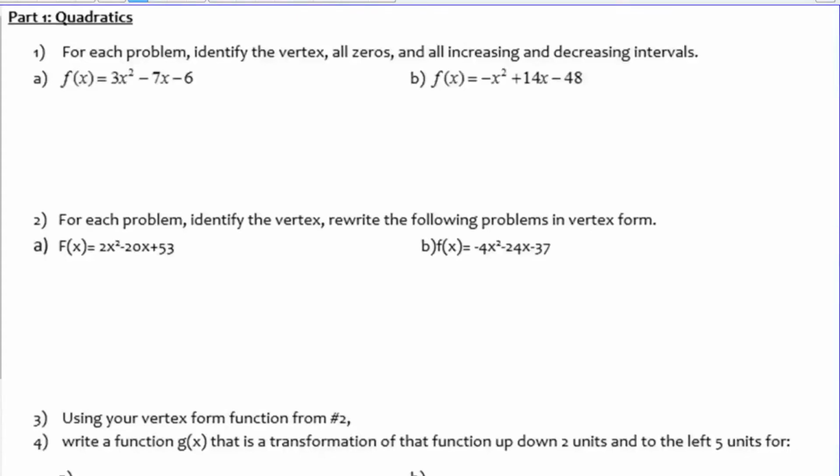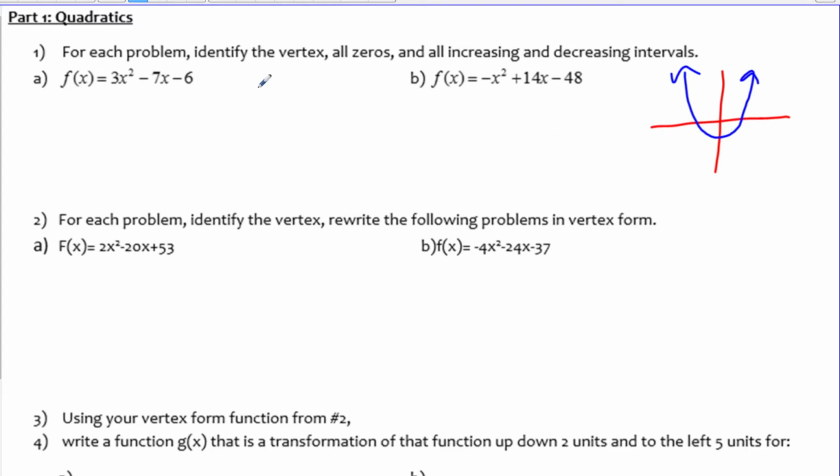All right, problem number 1. It says for each problem, identify the vertex, all zeros, and all increasing and decreasing intervals. So before we actually get into problem A, let's remember what each of these things means. If I'm graphing any of these functions with squared as the highest exponent, it would be just a parabola, something maybe like that. It could be upside down, it might be skinnier or wider, but it's going to look like a U shape.